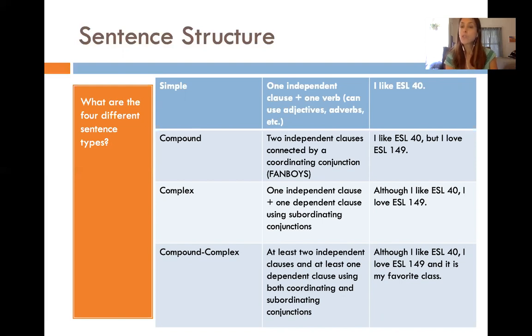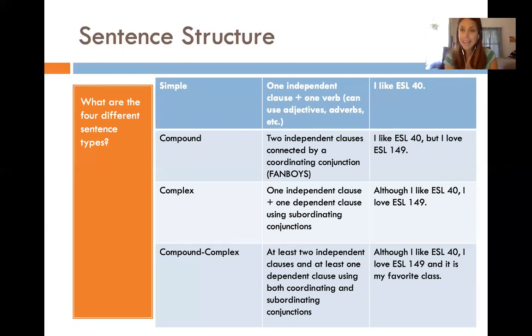Okay, so just as a reminder, for a compound sentence, we have to have a comma before the fanboys. So you can see this comma came after ESL 40 because but is a fanboy. So we need to do that. Please remember there's commas involved in compound sentences.